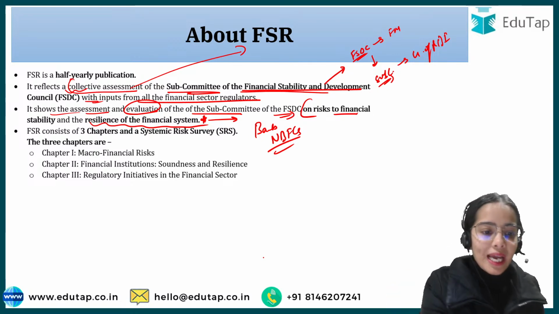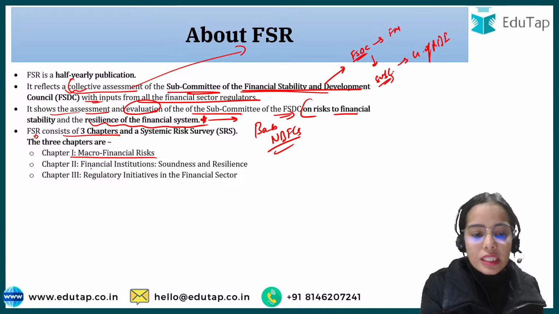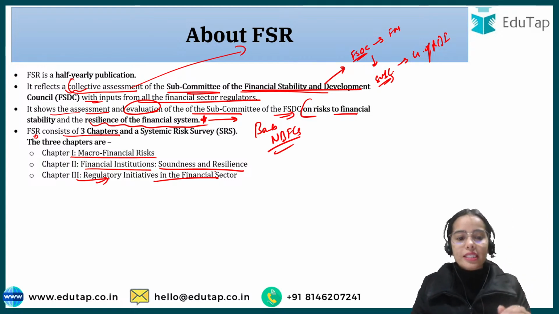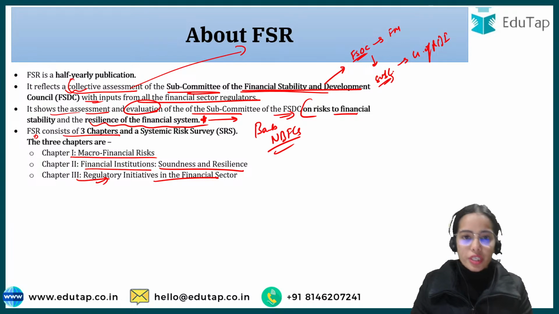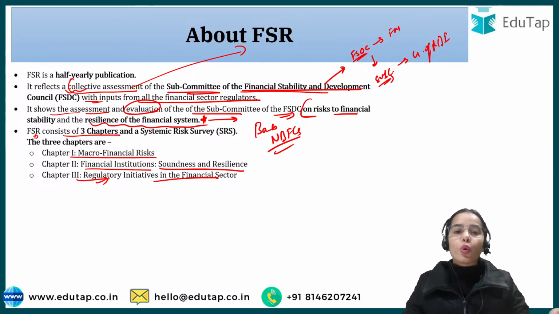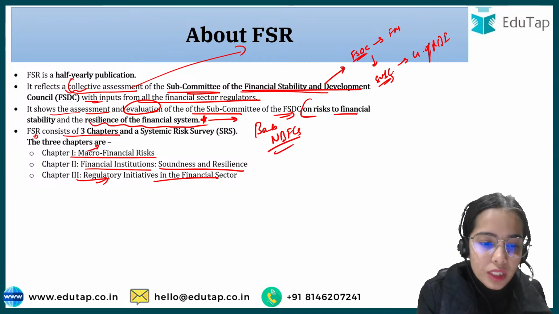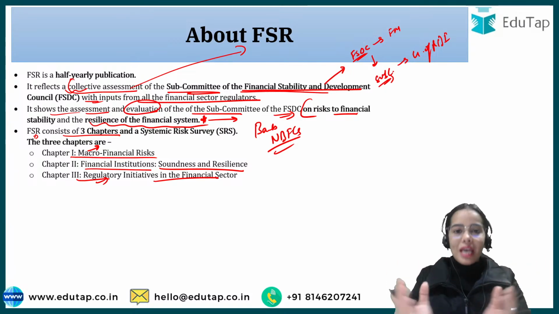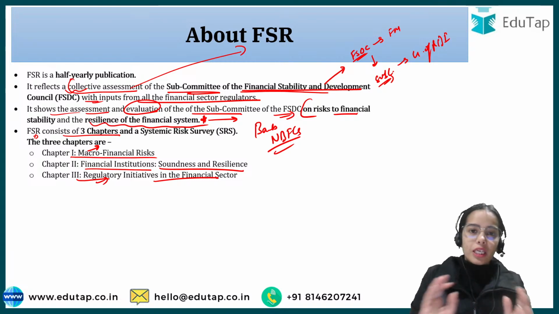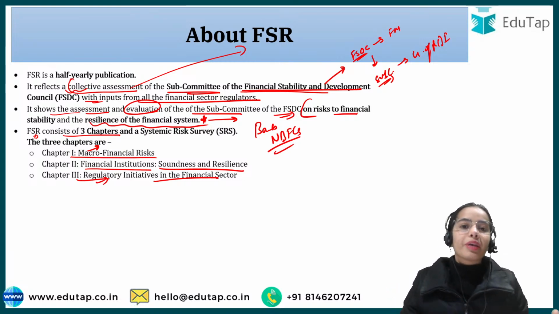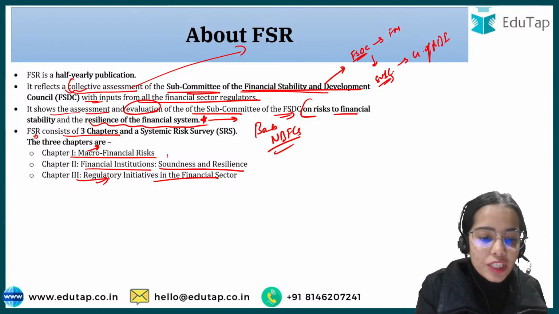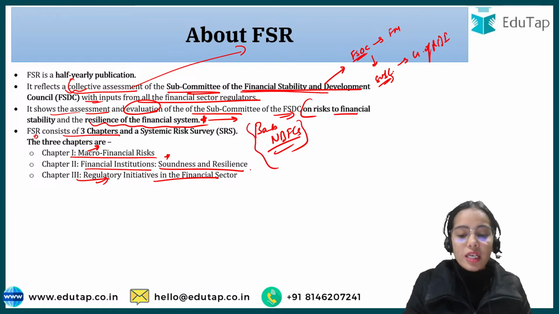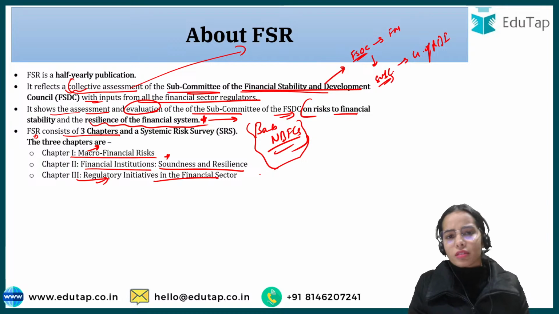The FSR consists of 3 chapters: the macro financial risk, the financial institution soundness and resilience, and regulatory initiatives in the financial sector. The first chapter talks about the macro financial risk. What are the financial risks of the whole country? Macro means the large segment, the economy as a whole. So what are the financial risks coming in the economy as a whole, or in the financial segment of the country? Then the second chapter talks about the financial institutions' soundness and resilience, that is, how resilient the banks, NBFCs, urban cooperative banks and others are.